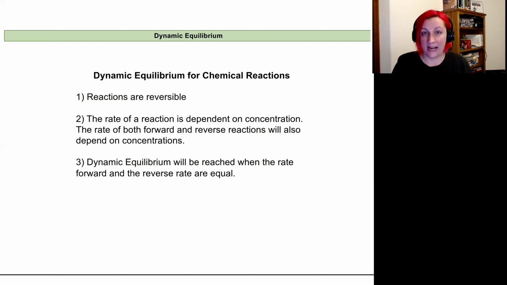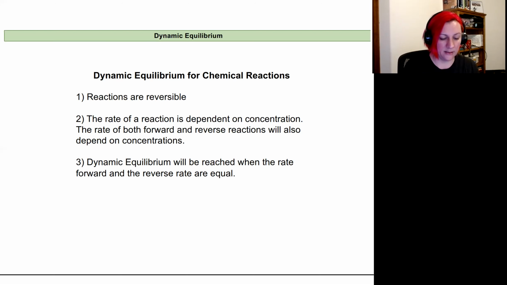We're going to see again, and this is what we explored in the previous lectures, that the rate of the reaction is going to be dependent on concentration. And that concentration of the reactants is going to change over time, just like the concentration of products. And that's going to have an impact on the rate of the forward and the reverse reactions. And so we'll see that same concentration dependence that'll help us understand what's going on in the chemical reaction. And we'll see that dynamic equilibrium will be reached.